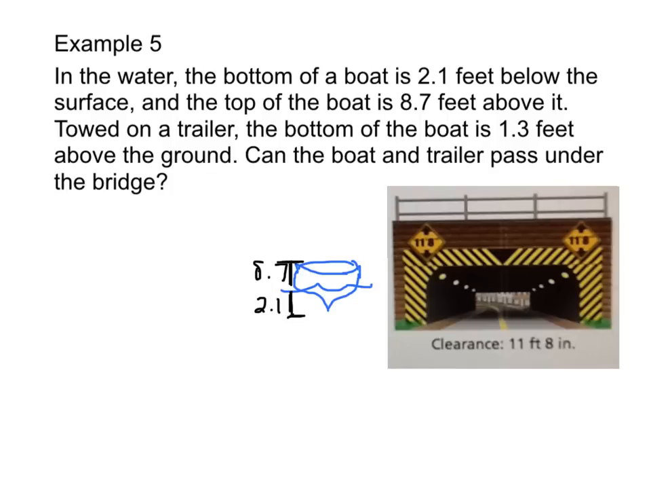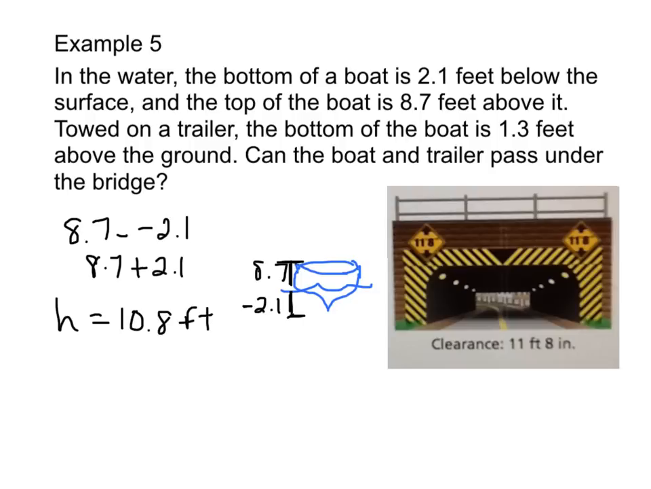Now you could subtract them, but here's what we've got to look at. We have two ways to do this. 8.7 above, 2.1 below. So 8.7 above would be positive. 2 1/10 below would be negative. So we're going to subtract them to find the distance, which is the same thing as just adding them together. So we know the height of the boat is going to be equal to 10 8/10 feet. That's the height of the boat.